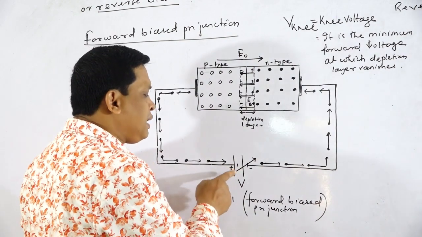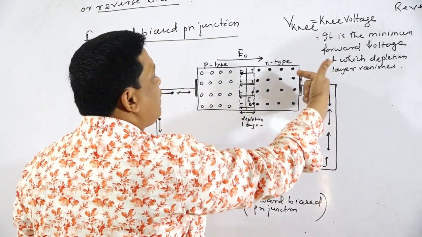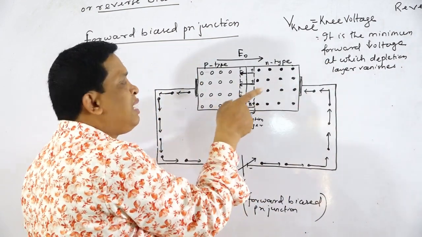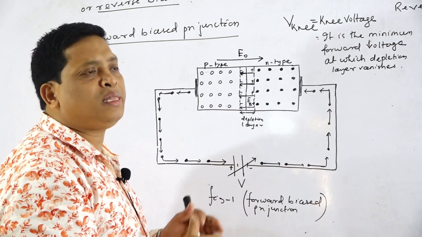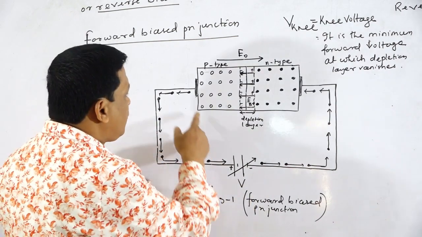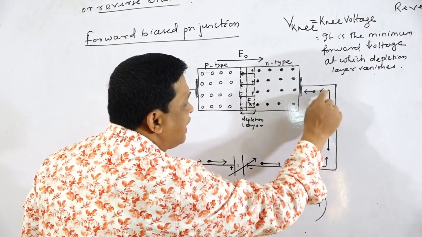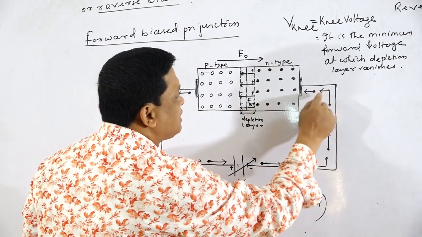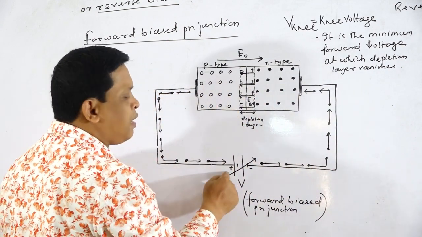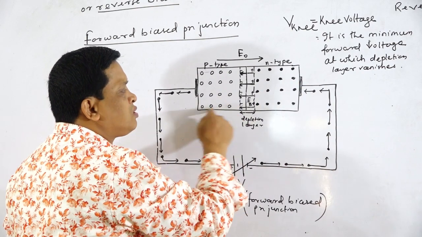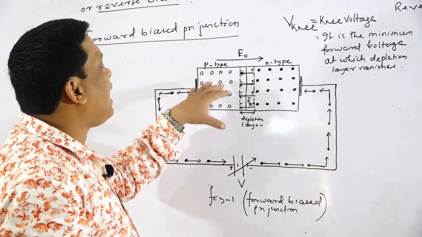Thereafter, if we increase the voltage, then there is free movement of free electrons and holes. That means both holes and free electrons move across the PN junction. So there is a current. Look here in the external circuit, the free electrons are the charge carriers. They move from negative terminal of the battery to positive terminal of the battery. But inside the PN junction, the holes and free electrons are the charge carriers.